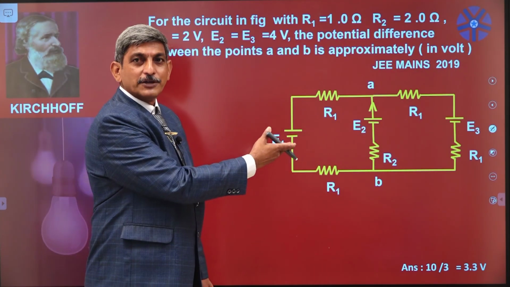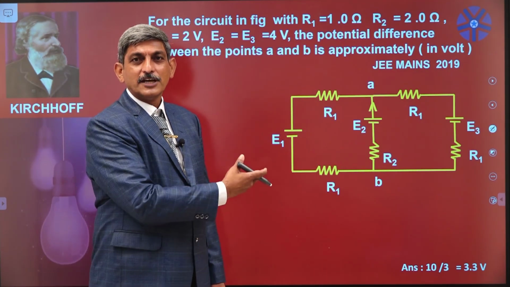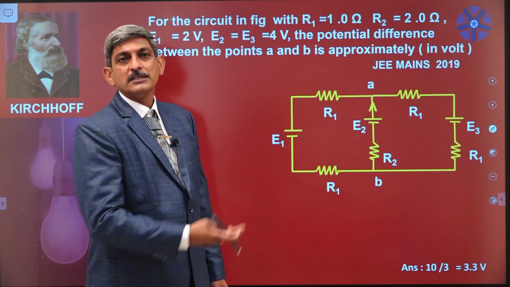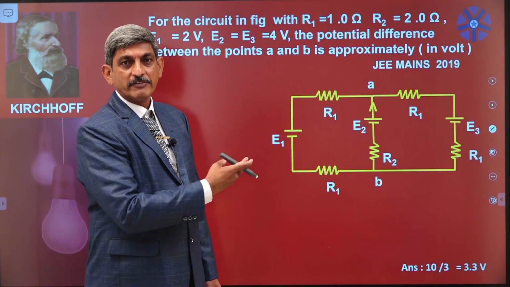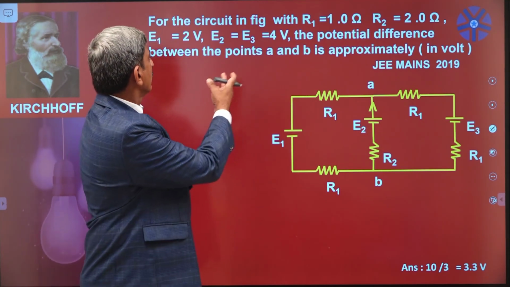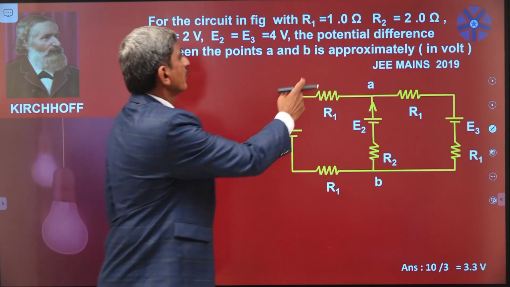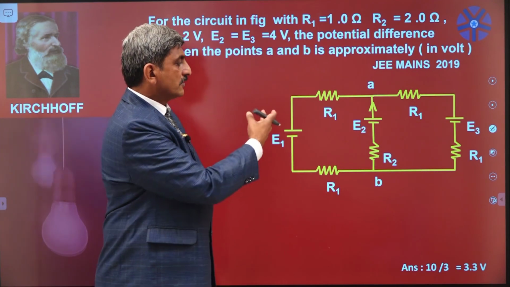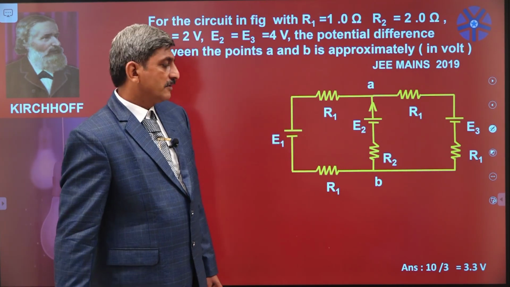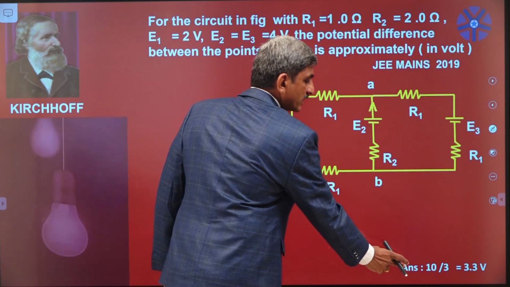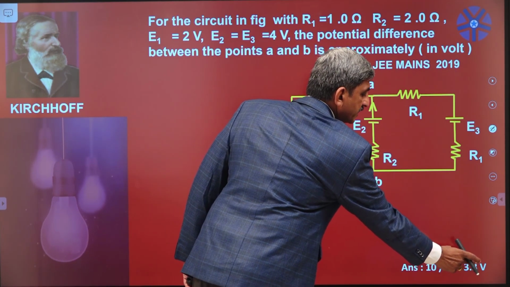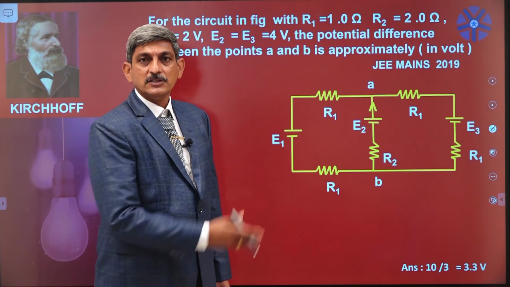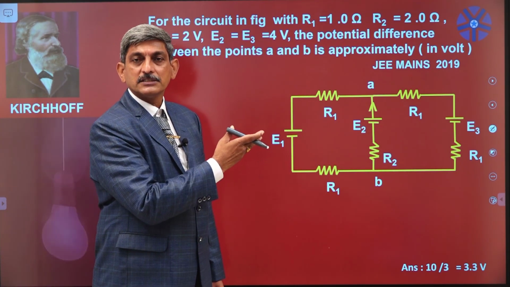Now try to solve this problem as your homework. Apply Kirchhoff's current law and Kirchhoff's voltage law for the given electrical network and find the potential difference between the points A and B. Okay? After solving the problem, you will get the answer as 10/3, that is nearly 3.3 volts, which was also given in the 2019 mains in the January session.